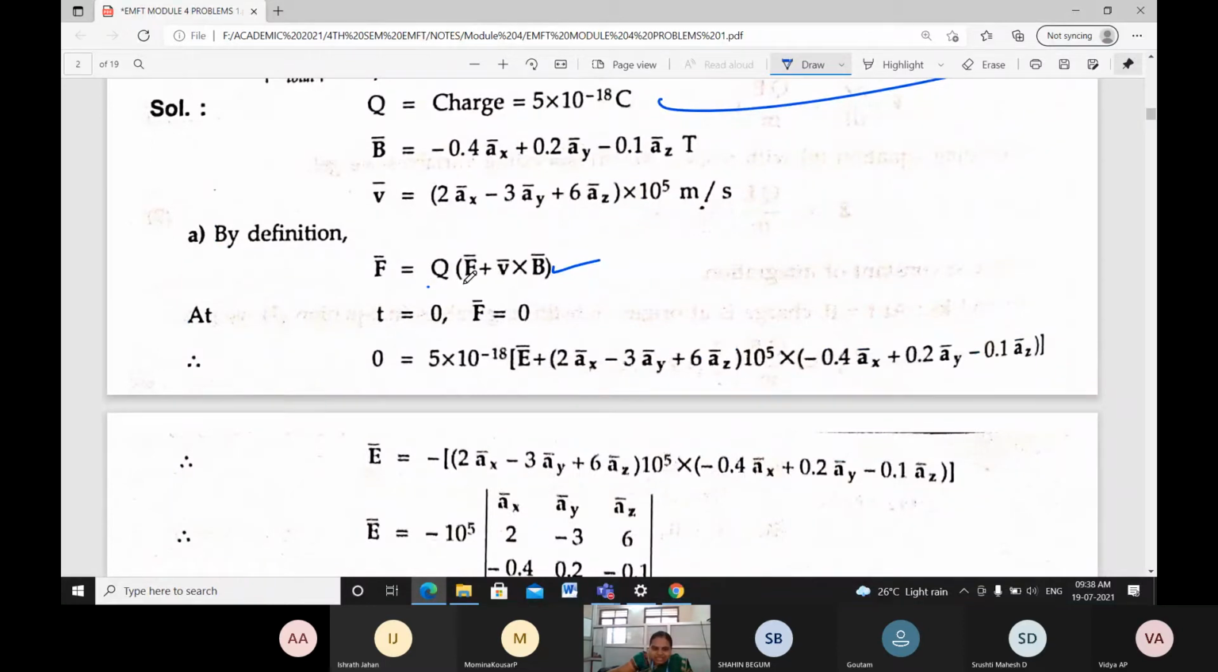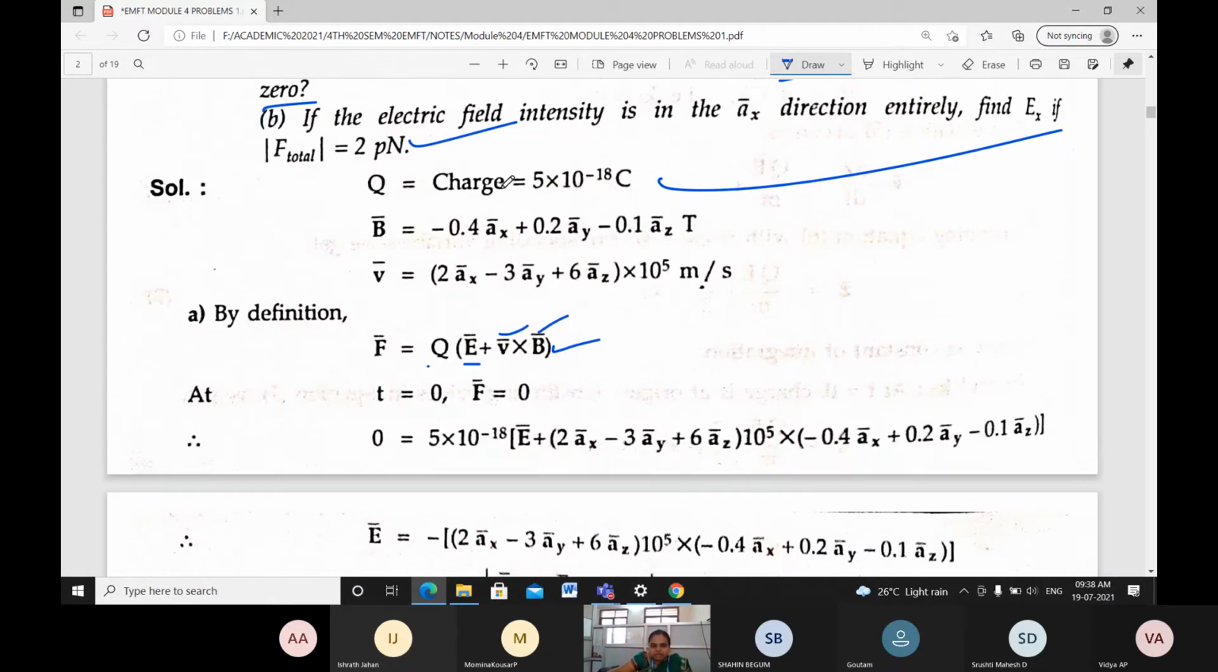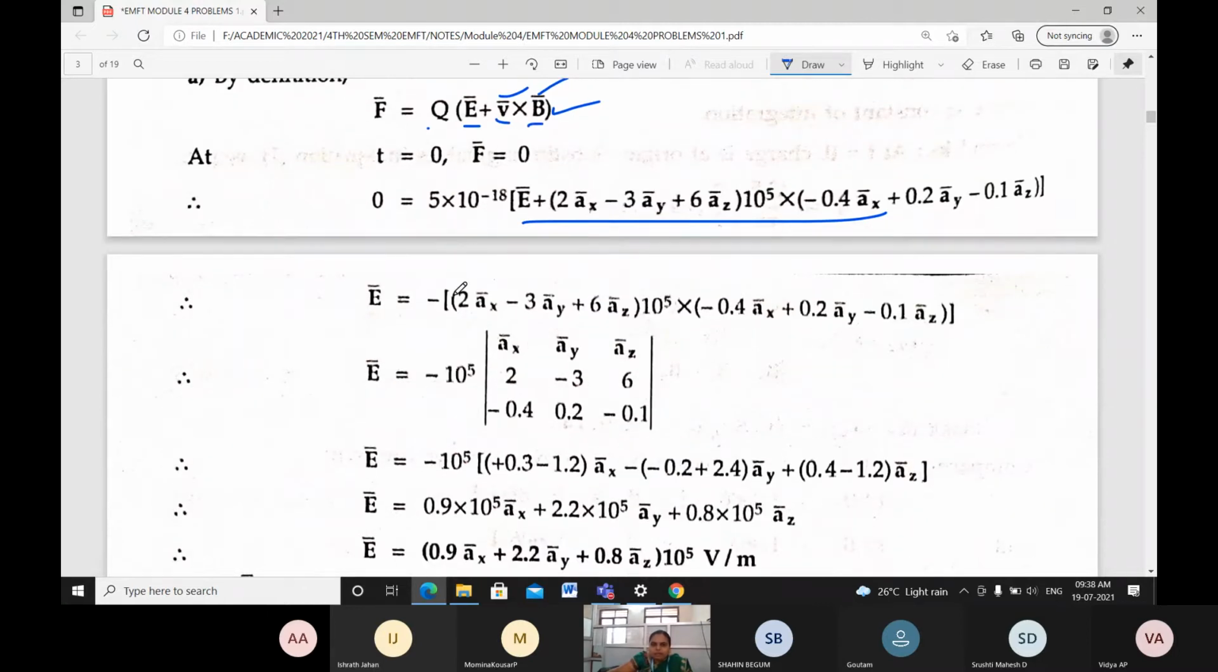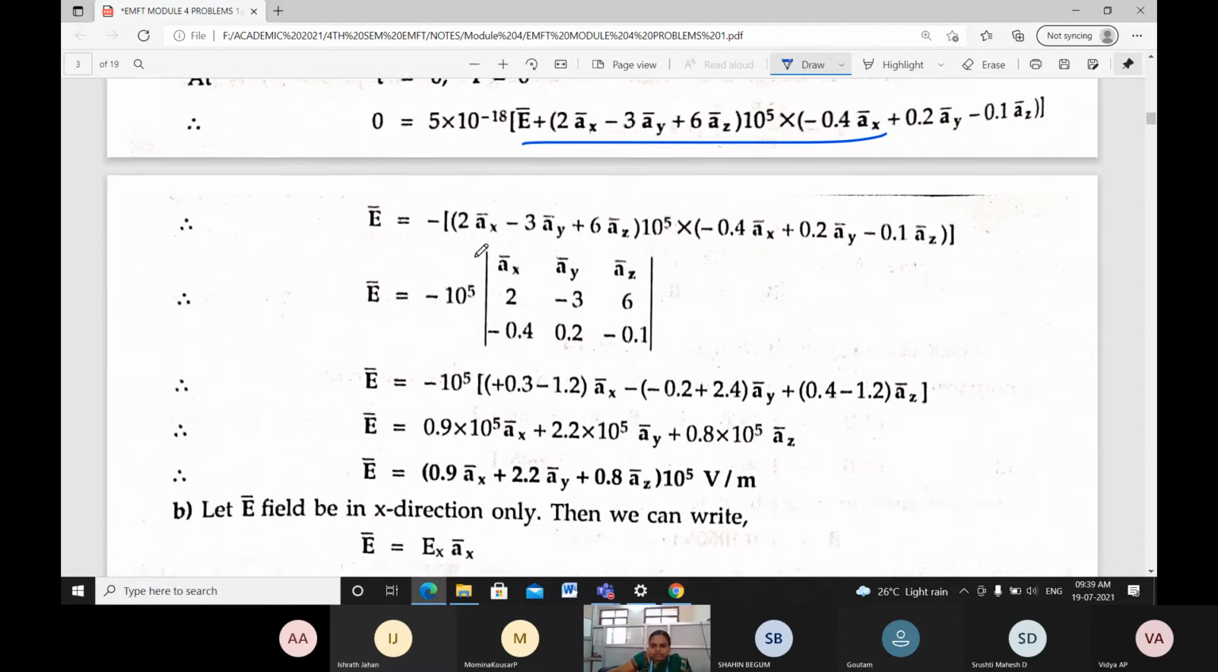We don't know what is E. We know V and also we know what is B value. That you have to substitute in the equation now. Then multiply with the whole (E plus V cross B). Now observe here what E is going to be now. The whole consideration towards this side, the whole will be getting as minus value, right? That here taken as it is.